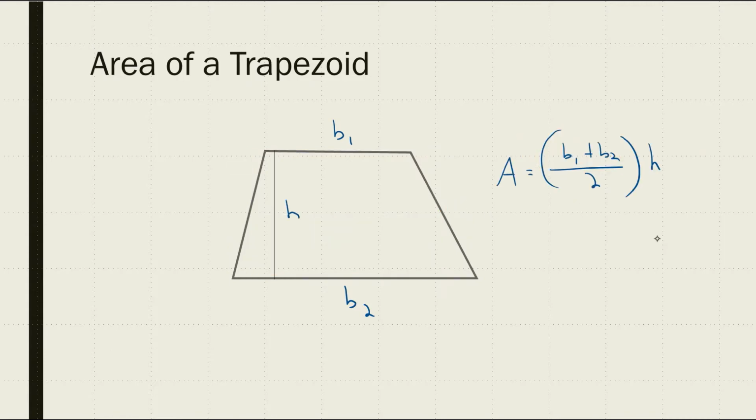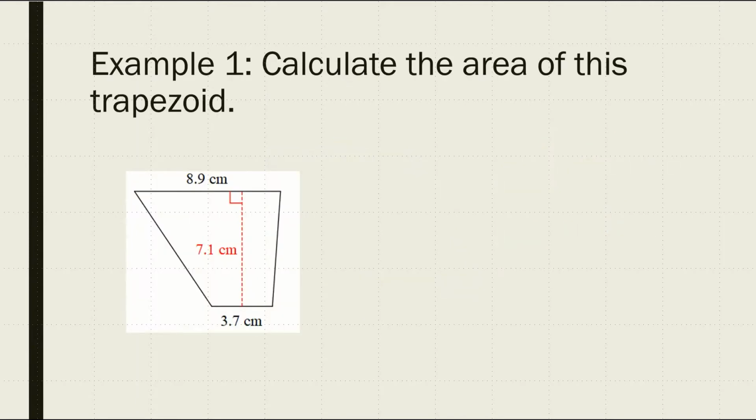So another way to think about it, the area of a trapezoid is just the median times the height. That's another way to think about it. The median times the height. All right, so let's take a look at some examples.